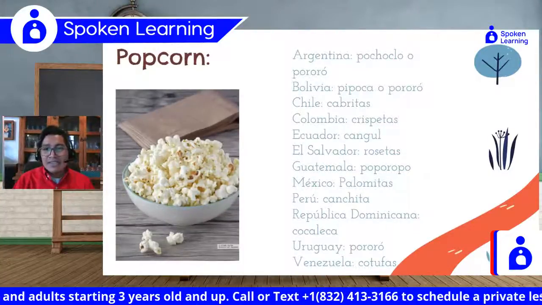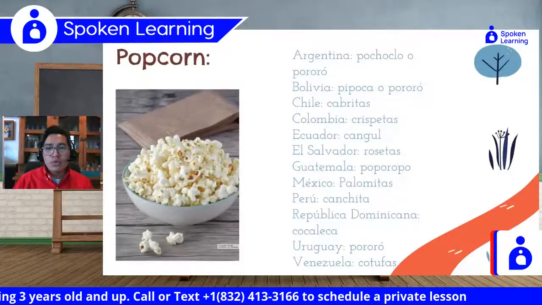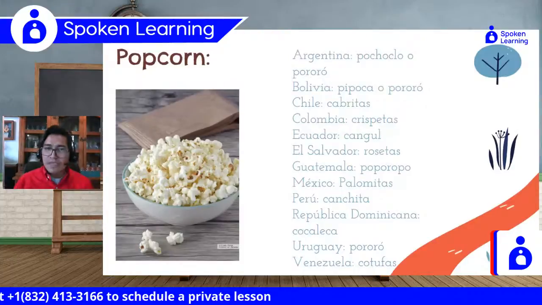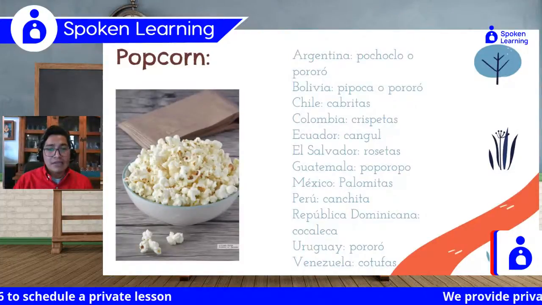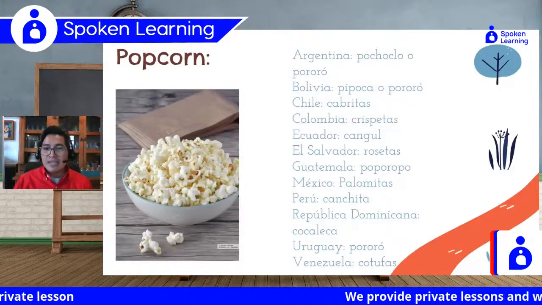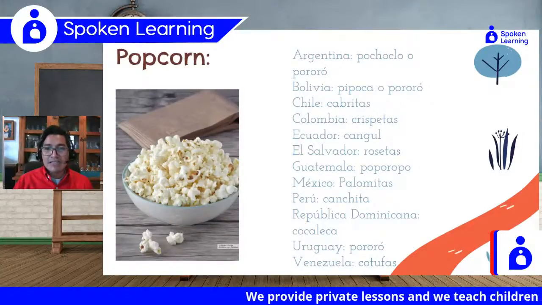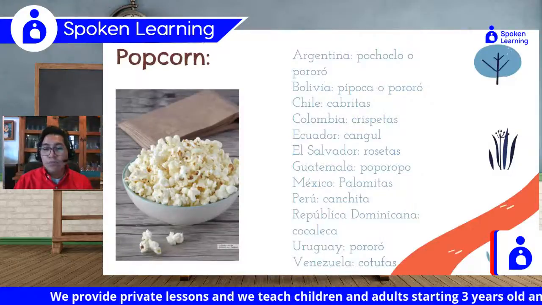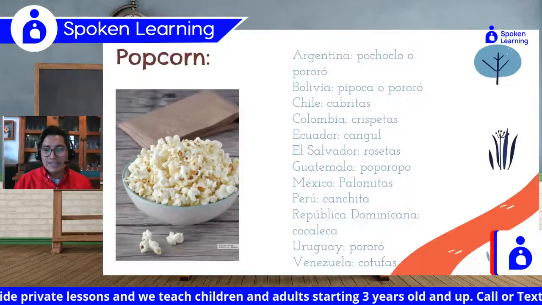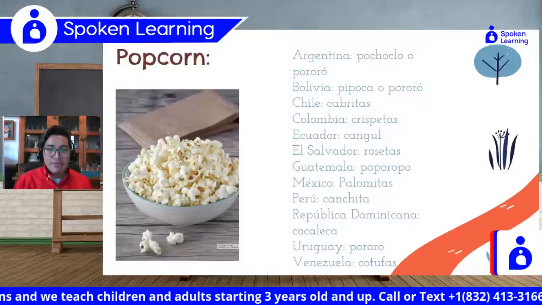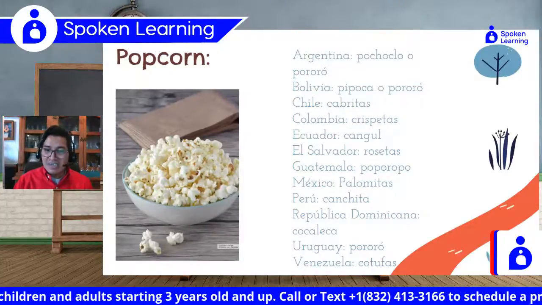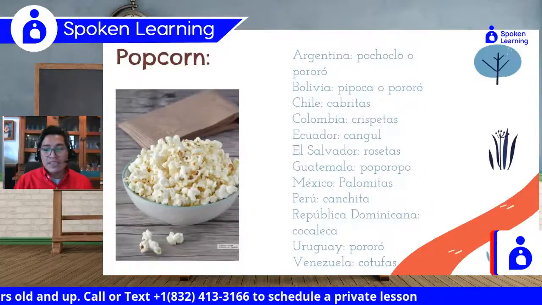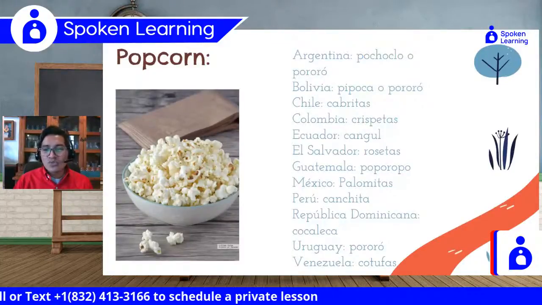Y entonces les digo, en Argentina les llaman pochoclo o pororó. En Bolivia es la pipoca o también pororó. En Chile les llaman cabritas. En Colombia son crispetas. En Ecuador cangil. En El Salvador les llaman rosetas. En Guatemala es el poporopo. Y en México les decimos palomitas. En Perú se llaman canchitas. En República Dominicana es la coca-leca. En Uruguay también es el pororo. Y en Venezuela son las cotufas.